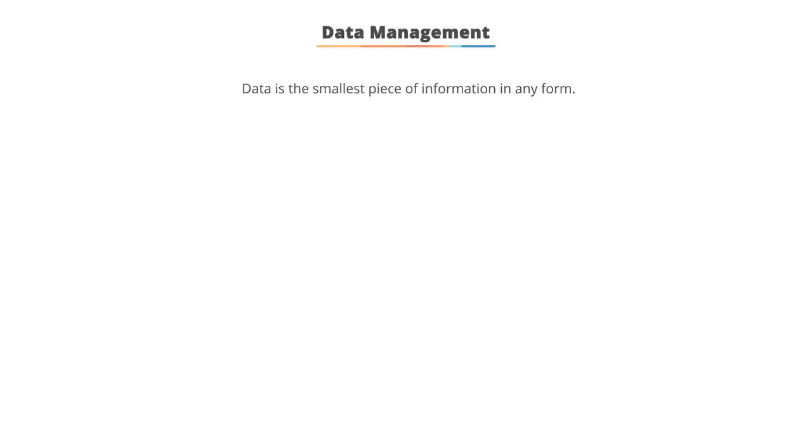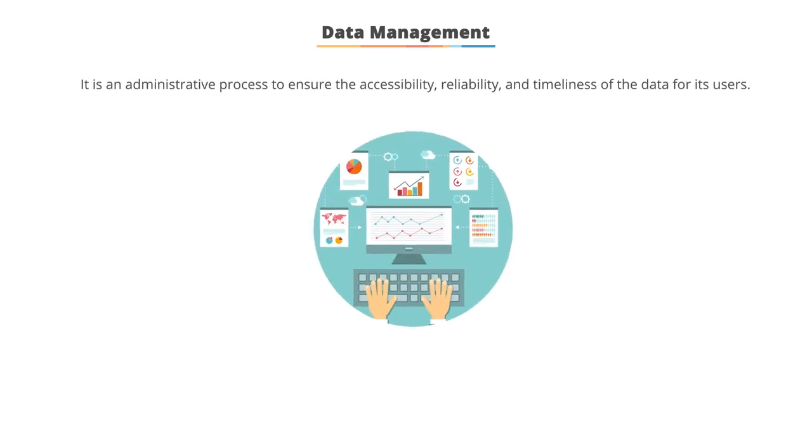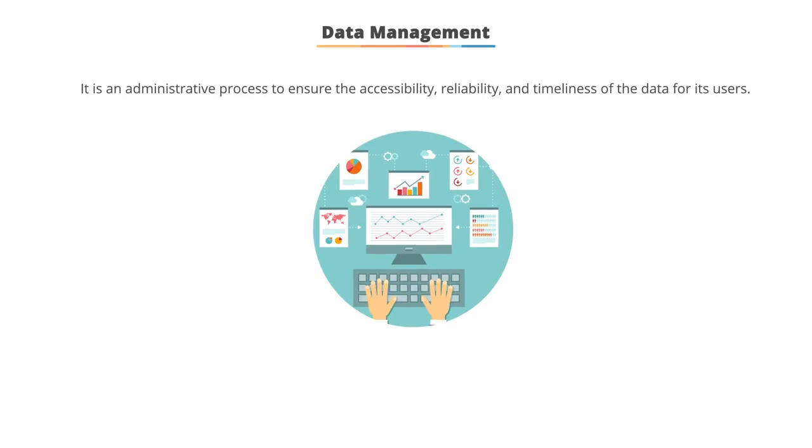Data is the smallest piece of information in any form. Computer data is information processed or stored by a computer. This information may be in the form of text documents, images, audio clips, software programs, or other types of data. Data management is an administrative process that includes acquiring, validating, storing, protecting, and processing required data to ensure the accessibility, reliability, and timeliness of the data for its users.